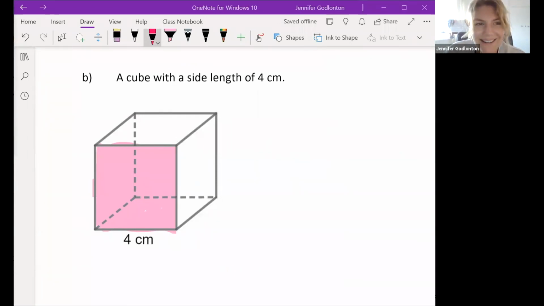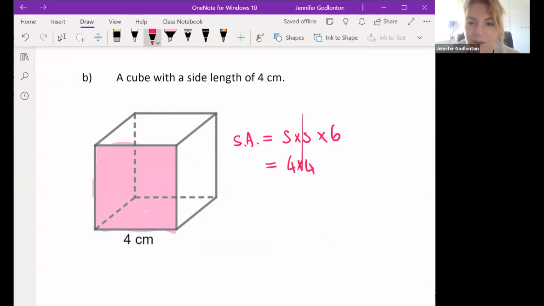Ma'am, I'm here to give you the answer. Great. Tell me how to work this out. Ma'am, I said SA equals S times 6. Beautiful. Then I said 4 times 4 times 6. Good. And that gave me 96 centimeters squared. Beautiful. Nice job, Naledi. 100%.